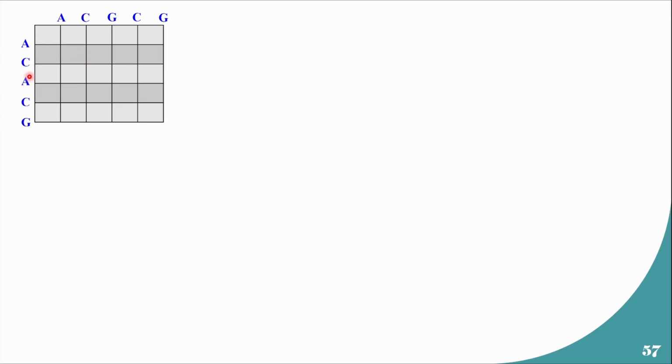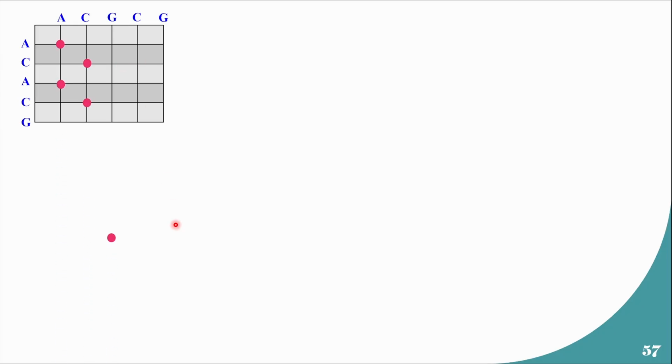On the left hand side, we had ACACG. Now what we have to do to fill up the dot matrix is just put a dot wherever there is a visible match between the characters. For example, A versus A is matching here, C versus C is matching here, again C versus C will be matching here, and so on.